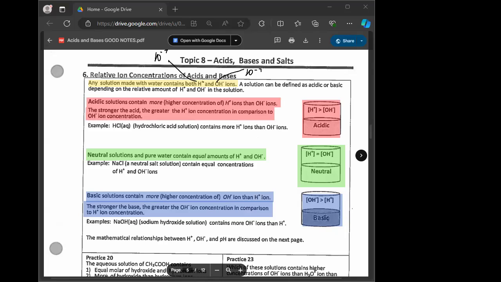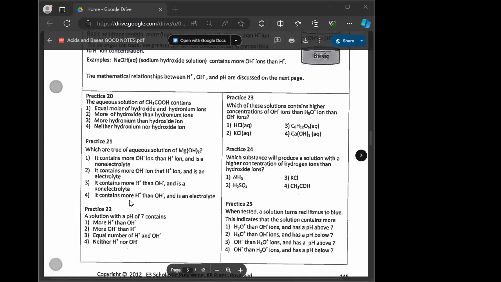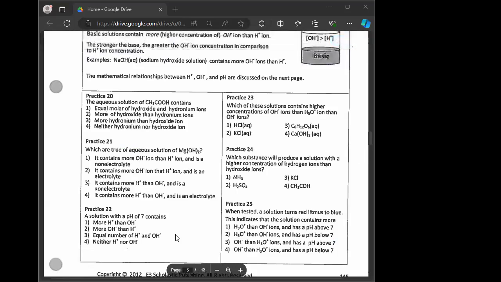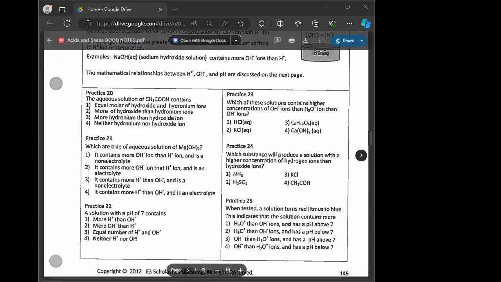Okay. All right, now let's take a look at some of these questions. I just want to do one as an example, possibly. Okay, so here for question 21, it says, which is true of aqueous solutions of MgOH2?